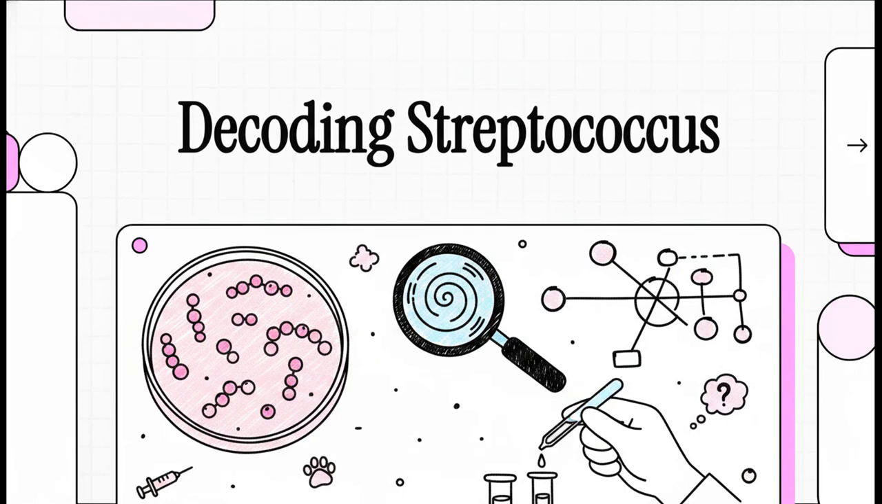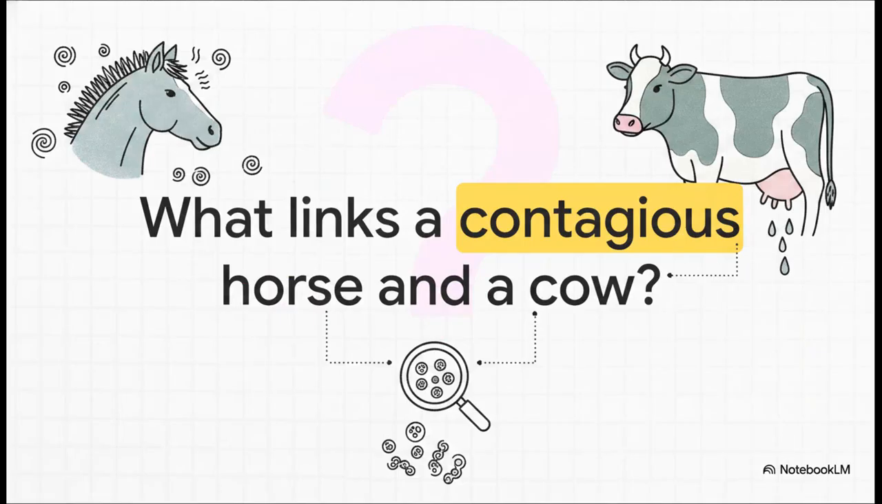Welcome to this explainer. Today, we're going on a bit of a microbial manhunt. We're bringing some serious energy to the lab bench because we are decoding the identification traits of a truly notorious bacterial family, Streptococcus. Our mission? To figure out exactly how scientists track down, profile, and ultimately catch these microscopic suspects that cause massive headaches in veterinary medicine. To kick things off, I want you to ask yourself this.